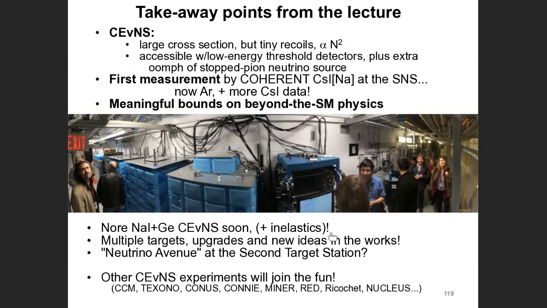We're also putting a lot of work into trying to see how we can expand to the second target station, which will about double the neutrino flux at the SNS. And then there's a lot more out there. There's a lot of very interesting experiments, CCM, and then a whole slew of reactor experiments that will soon, I hope, join this fold. So I think I will stop there. Happy to take some questions for discussion.